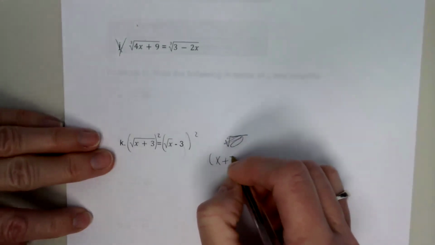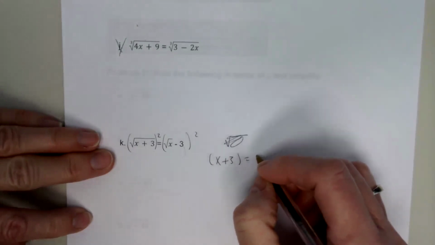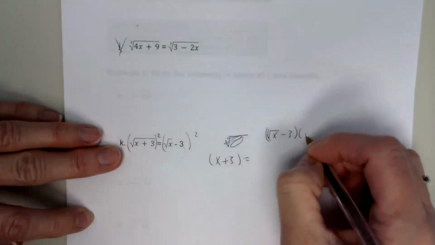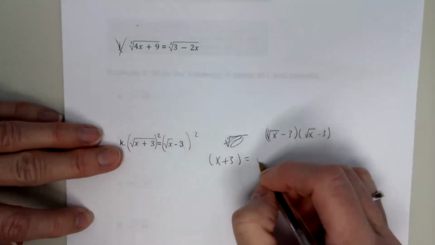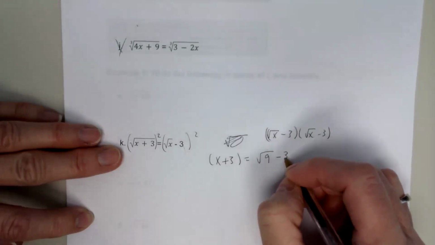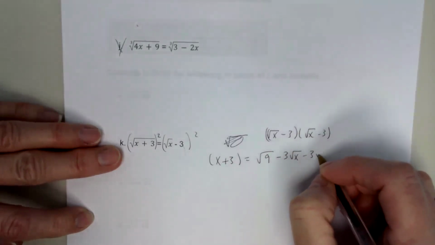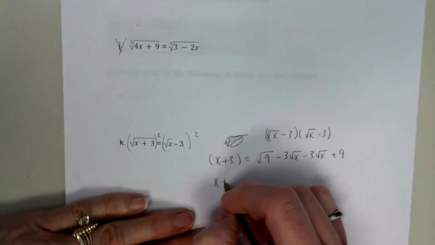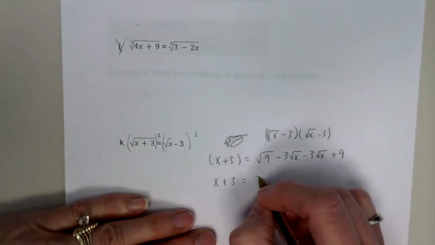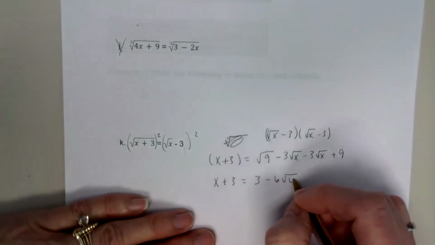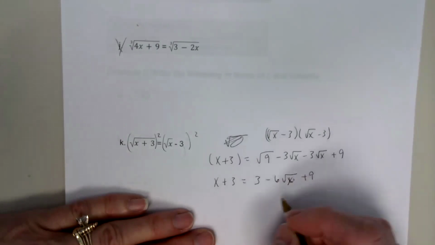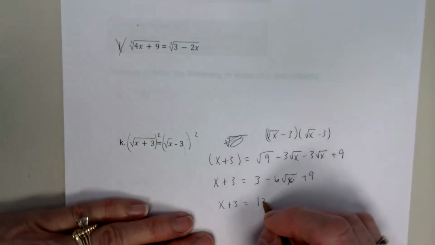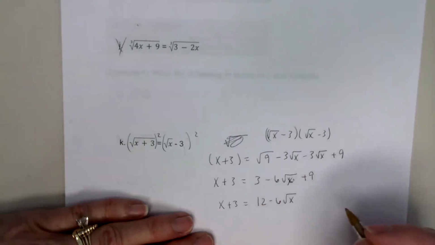We'll have x plus 3 equals, and then this is really the square root of x minus 3 times the square root of x minus 3. So this is the square root of 9 minus 3 times the square root of x minus 3 times the square root of x plus 9. So we'll have x plus 3 equals 3 minus 6 times the square root of x plus 9. So 3 plus 9 is 12 minus 6 times the square root of x.